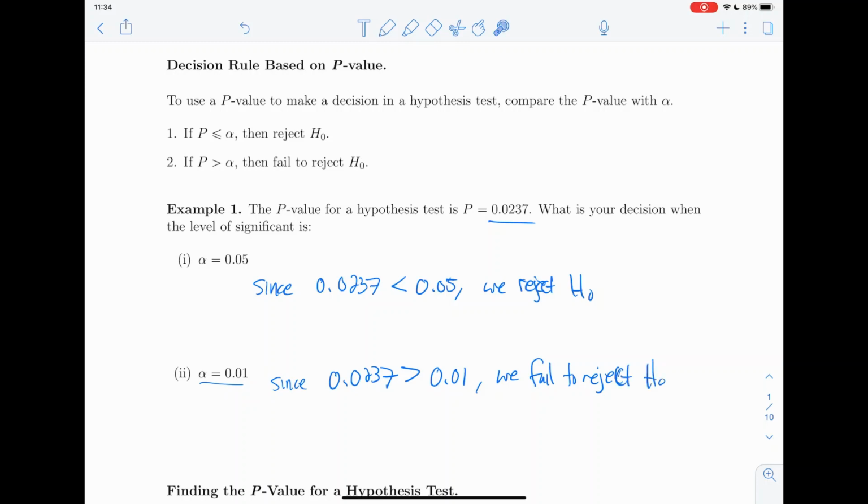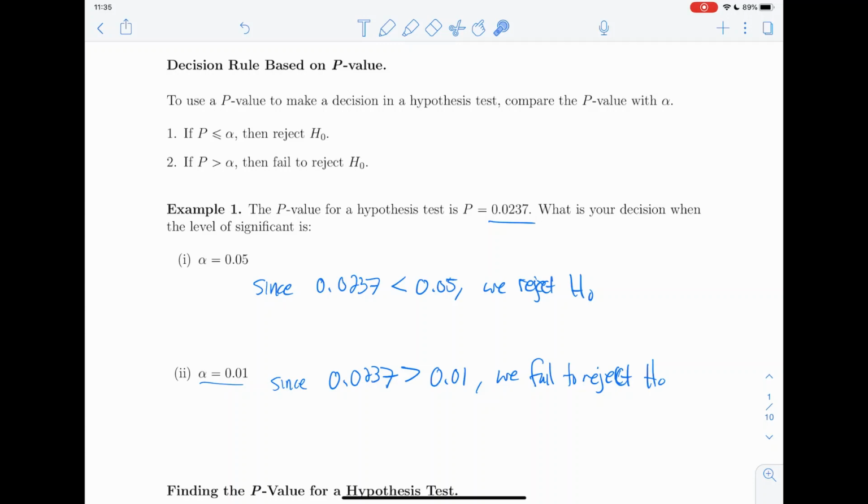Depending on the context, you get to choose, or the problem will tell you what your level of significance is. Oftentimes, if the stakes are higher, your level of significance is lower. So, for example, if the conclusion of your statistical study literally puts human lives in the balance, you might want to make really sure that if you're going to reject the null hypothesis, you're very confident. And so you're going to set your alpha, your level of significance, to be very low, maybe, for example, 1%.